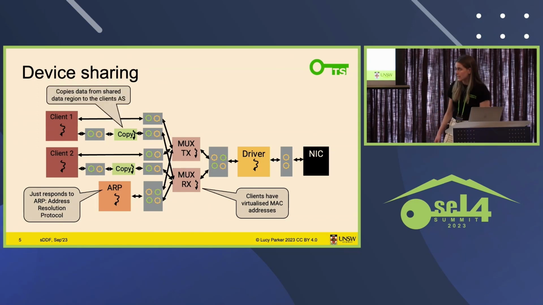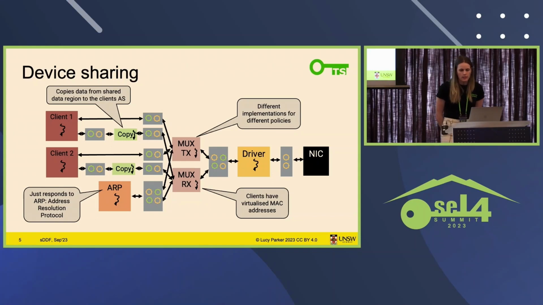Now you might have noticed there's an extra copy component on the receive path. This copy component is purely responsible for copying data from the shared data region into the client's own address space. So this prevents clients from having the ability to access each other's data. It's not strictly necessary on the transmit path, as clients can have their own separate transmit data regions that the NIC can access directly. However, there's some designs where it might make sense, and I'll get to that at the end of the talk.